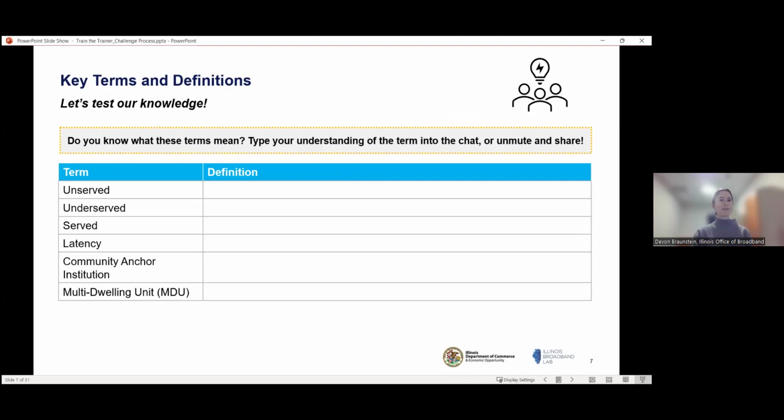So I'm going to do another quick interactive activity here. If you have been in meetings, some of this may be review to you. I want to give folks a chance to shout out or volunteer information if you have expertise or you're familiar with some of these terms, because these will all be really critical throughout the next month and really throughout the next year as the state and local governments start rolling out some of these federal programs. So let's test our knowledge. Can anyone tell me what the term unserved means? And you can unmute or put it in the chat. Any volunteers?